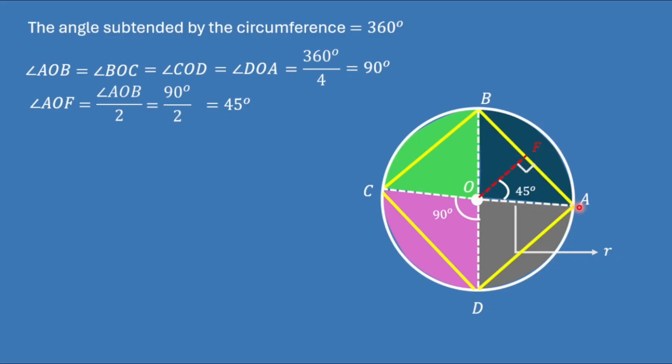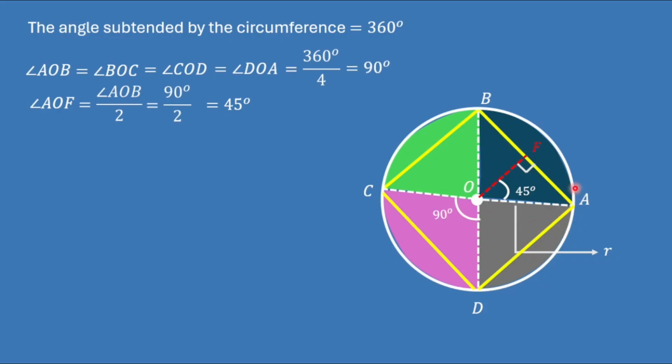Now we have a right angle triangle AOF, and we know two parameters of this right triangle, that is the angle 45 degrees and the side length OA equals the radius R. And if we look, side OF constitutes the base of the triangle, FA constitutes the perpendicular, and OA is the hypotenuse of this right angle triangle. So we can find the side length AF in terms of radius by using the trigonometric ratios of a right angle triangle. That is, we know that perpendicular by hypotenuse equals sine 45 degrees.